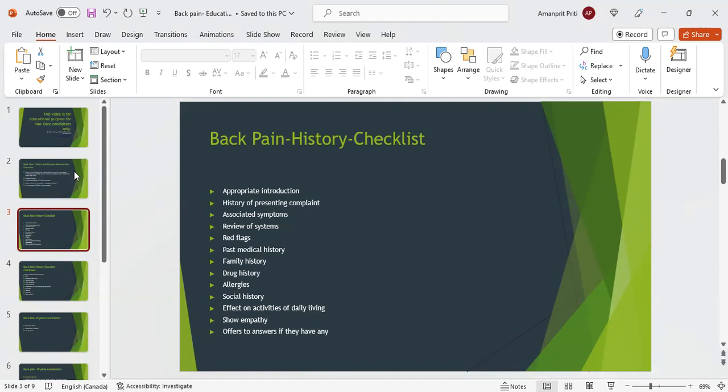After introduction, you will go for history, the same as we do for other pains. You will go for onset, setting, course, duration, place, quality, radiation, severity, 1 to 10, and timing of the pain. And you will ask if it's the first time or they had this pain before. Go for alleviating or aggravating factors, and inquire about any other symptoms if they have.